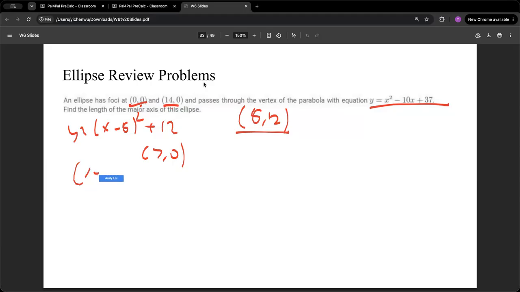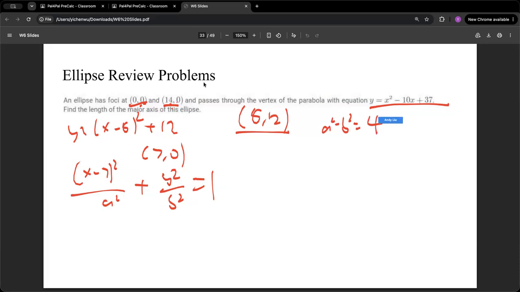And so we have x minus 7 squared over a squared plus y squared over b squared is equal to 1. Furthermore, because the foci are at 0, 0 and 14, 0, we have that a squared minus b squared is equal to 49, because that is the equation for the length of the foci. And if we plug 5, 12 in here, we have 4 over a squared plus 144 over b squared is equal to 1. Multiply by a squared b squared, and we have these two equations that we can solve. We wish to find the length of the major axis, hence we want to find a.